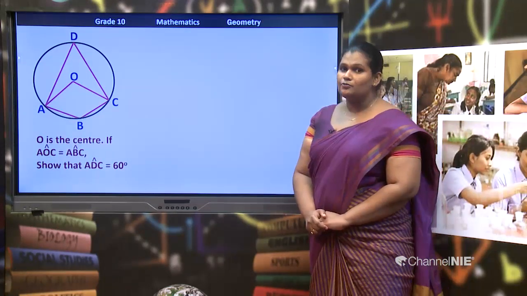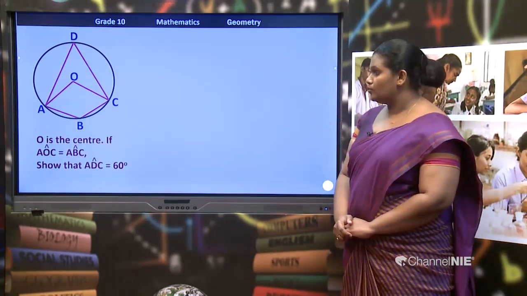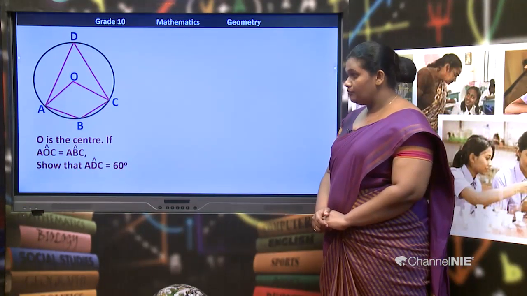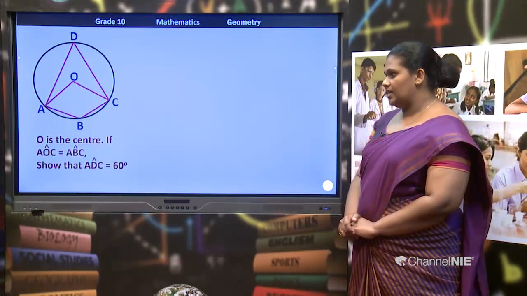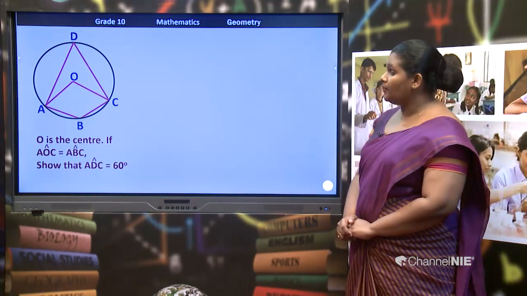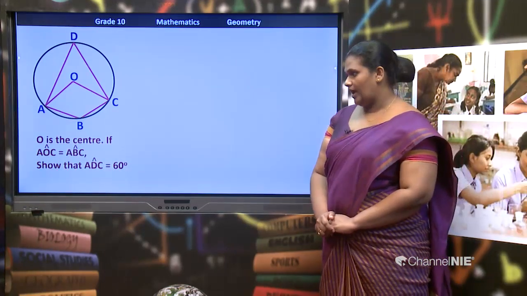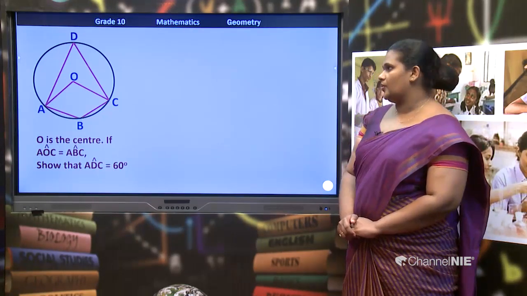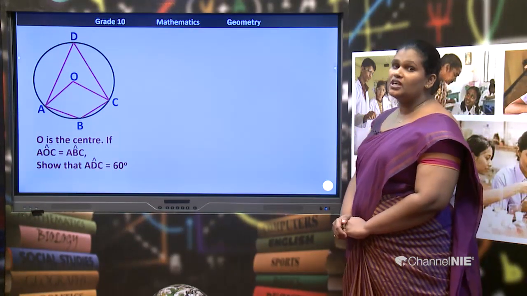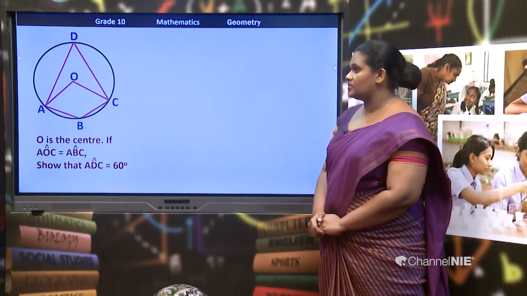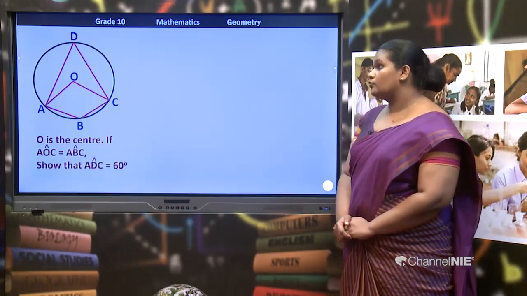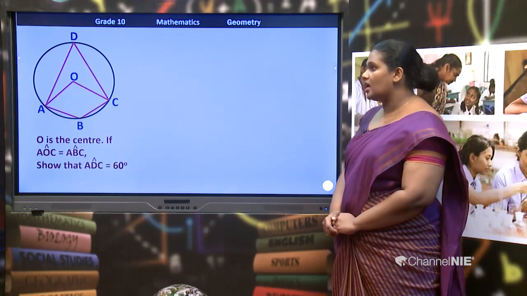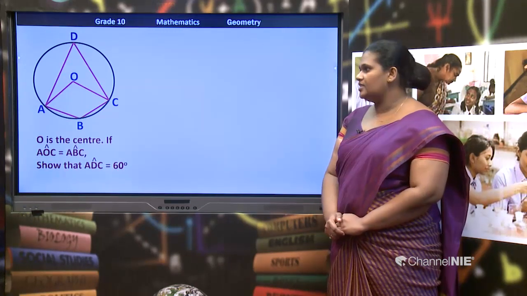Now, this is my first question related to proofs. O is the center. If angle AOC is equal to angle ABC, show that angle ADC is equal to 60 degrees. Here in the figure we can see a circle with center O, and 4 points are marked on the circumference of the circle. Those are A, B, C and D.